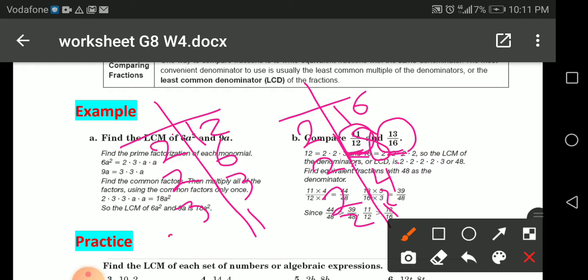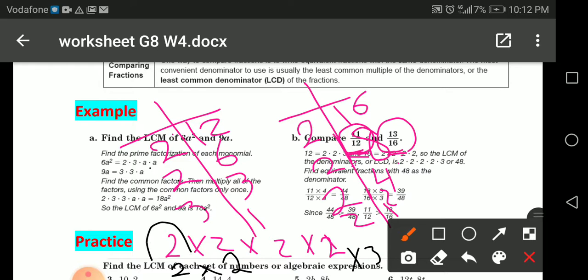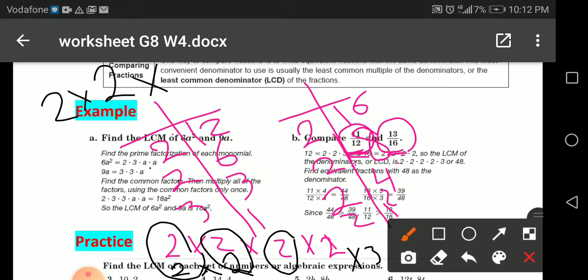I write them under each other. 2 multiplied by 2 multiplied by 2 multiplied by 2. And here 2 multiplied by 2 multiplied by 3. I don't have 3 in the first, so I will write it here. So I have to take from each one the repeated. I will take from it 2 times, and I have another repeated, I will take 1. The LCM is kind, I will also take the unrepeated: 2 multiplied by 2 multiplied by 3.